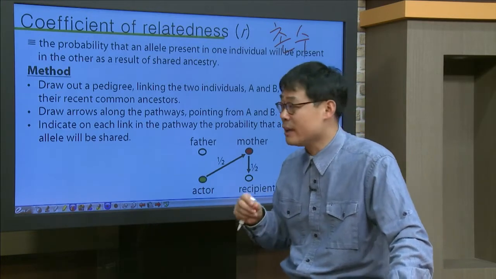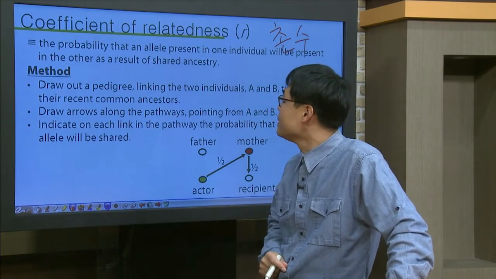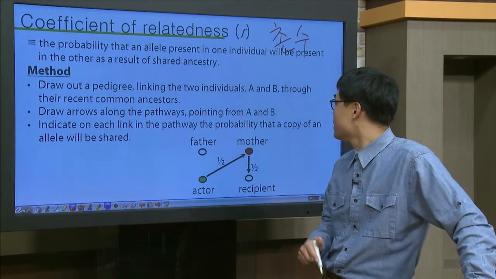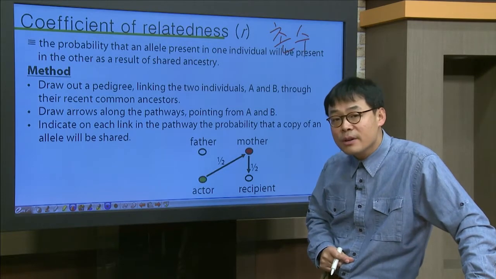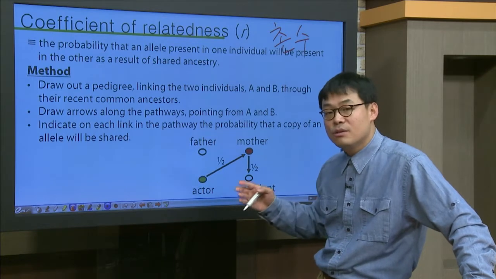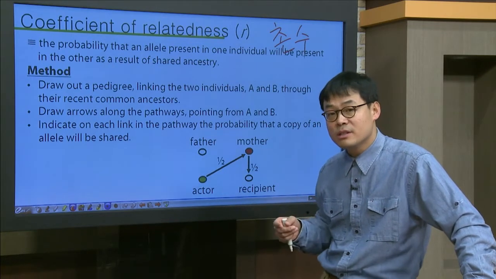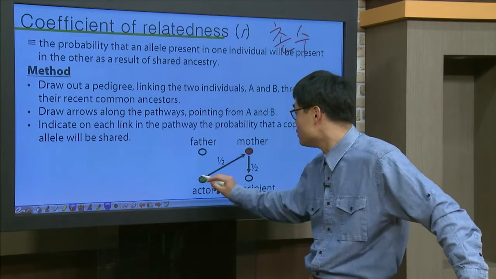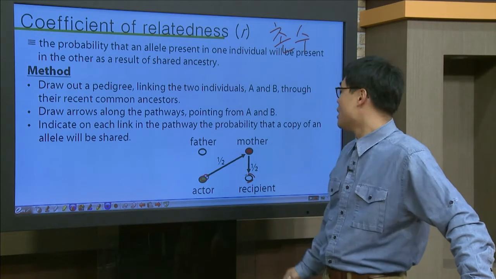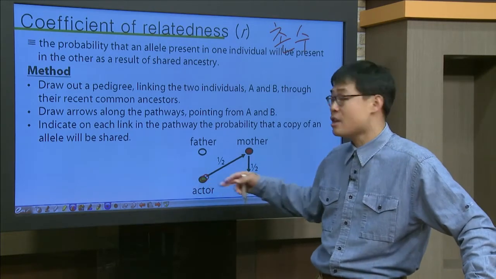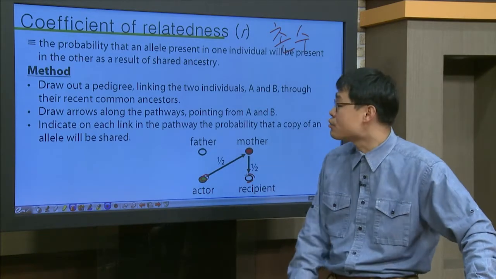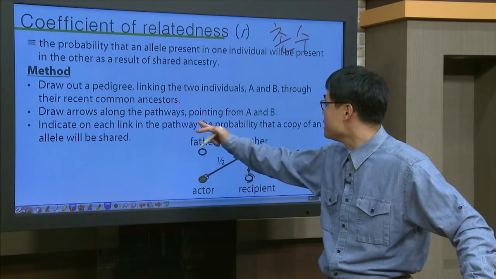So how do you calculate the coefficient of relatedness? First, draw out a pedigree linking the two individuals, A and B, through their common ancestor. Let's say we are calculating the coefficient of relatedness between sisters or brothers. So it's you and your brother or sister, and you share a common ancestor, your father and mother, and draw arrows along the pathways pointing to A and B.